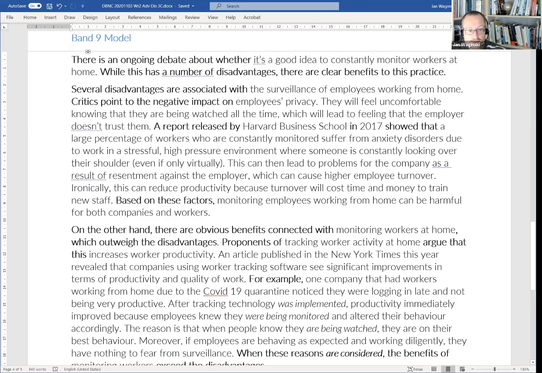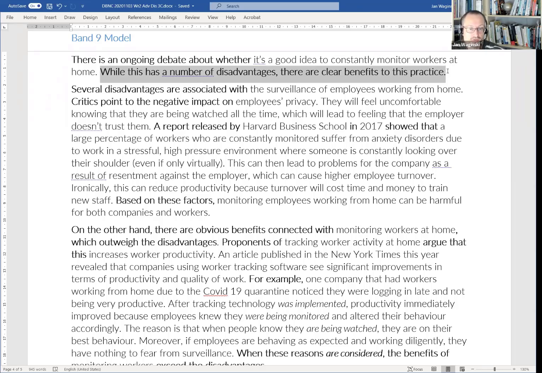For these templates that we use, you should absolutely memorize them. These are provided to make life easier for you. This is not creative writing. The more aspects of this you can memorize, the more sentence starters that you can memorize, you can focus more on delivering your ideas instead of thinking about how to do so. Okay. This thesis statement could be used for any topic for this kind of essay. While this has a number of disadvantages, there are clear benefits to this practice.